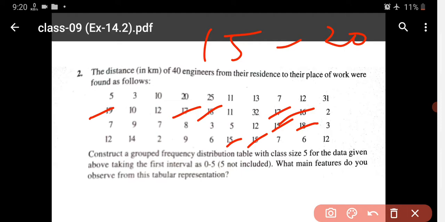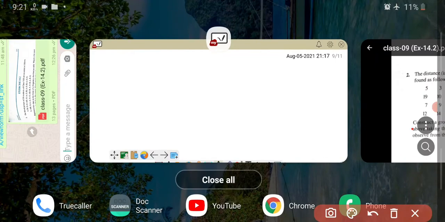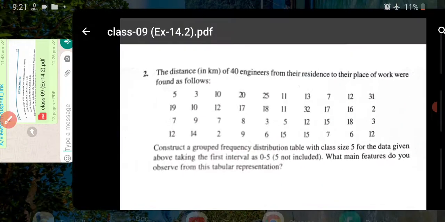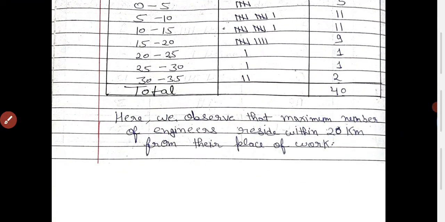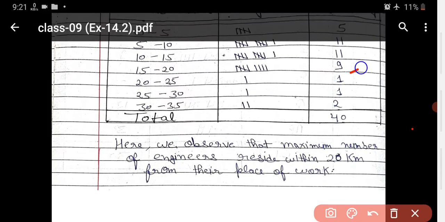15 to 20, 15 to 20, 15 to 20. No one else. Now just count how many are there. 1 2, how many? I see 1 2 3 4 5 6 7 8 9. Just see, there are 9. So it means our answer is correct.